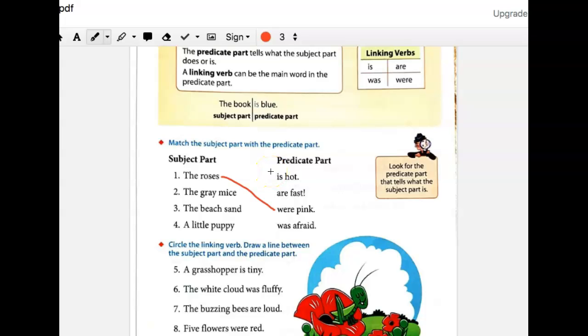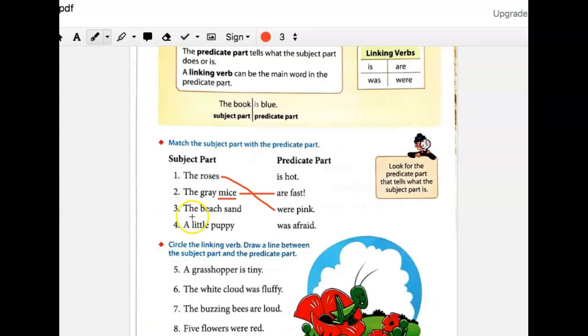That does not make sense. First of all, the gray mice. Mice tells us that there are more than one mouse. Mice is a plural noun for the word mouse. So is is not going to work because is means there's only one subject. And also, mice cannot be hot. The mice are fast. That makes sense. The verb are tells us that there are more than one subject. And the mice can be fast. The gray mice are fast.